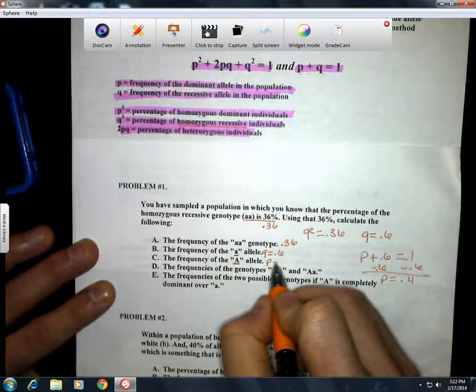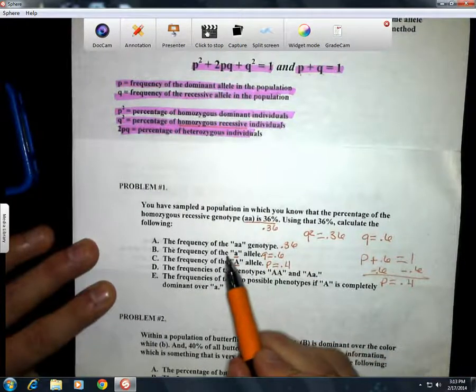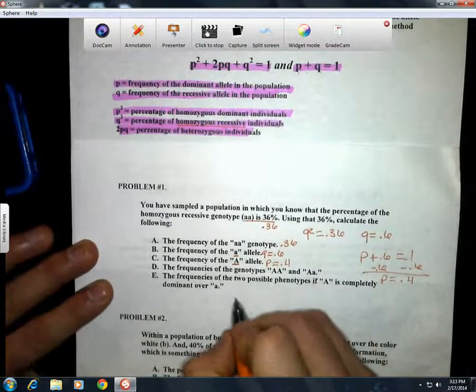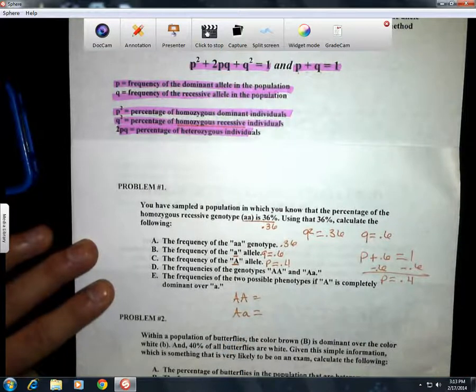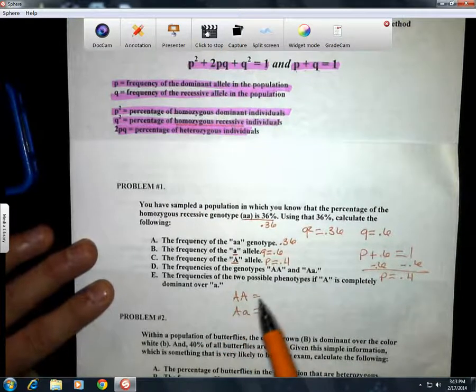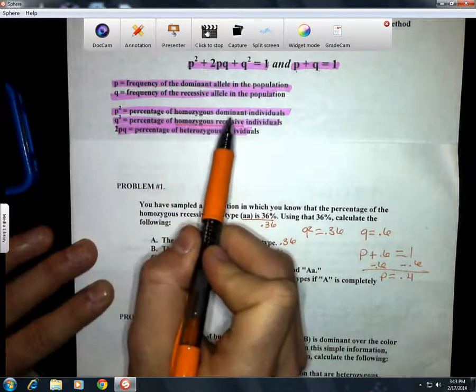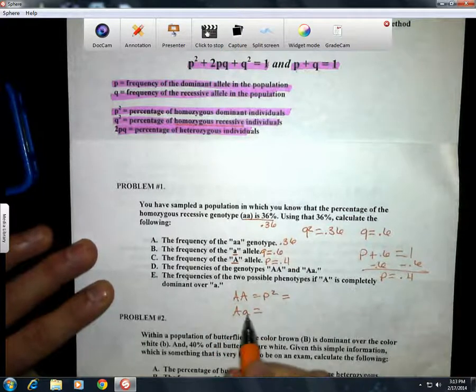Now, the next question is the frequency of genotypes big A big A and big A little a. So I'm going to come down here and write big A big A equals, big A little a equals. And we know that big A big A is homozygous dominant. So you come back up here, p squared is the percentage of homozygous dominant. So big A big A equals p squared. Big A little a is heterozygous, so heterozygous is 2pq.